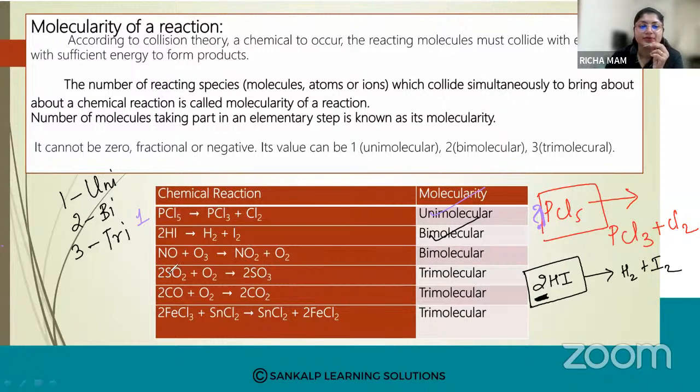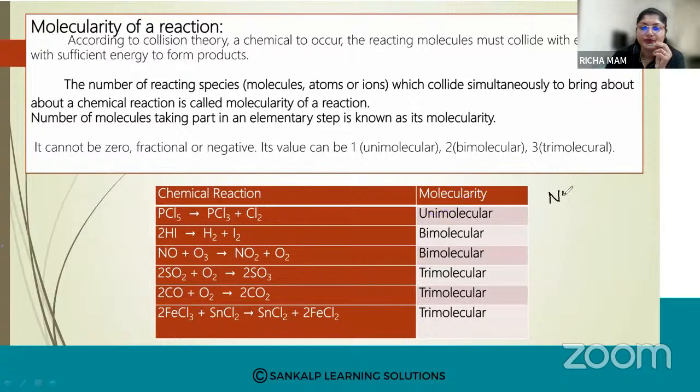Now, the third example. What is the third example? NO plus O3, giving you NO2 plus O2. Now if we see the number of moles, how many are there? No number means you have to consider it as one molecule of NO. Here also no number, so it is also 1. So 1 plus 1 is 2. So two reacting species are involved. So again, this is a bimolecular system.